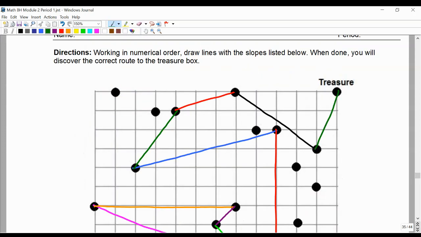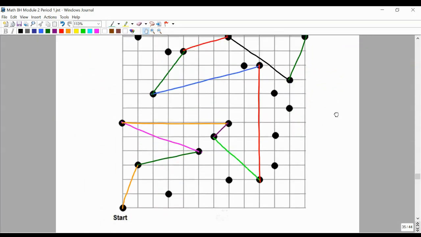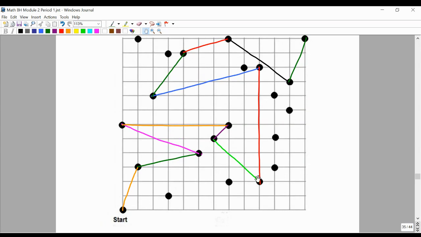All right, so we got to the treasure. Let's zoom out and see what we're going for. There it is. There's the path. We never crossed over itself. There were a couple of times where instead of going forwards in the graph, we went backwards, but it was an equivalent move. And we do that with graphs as well. So this was the 2-2C extension.